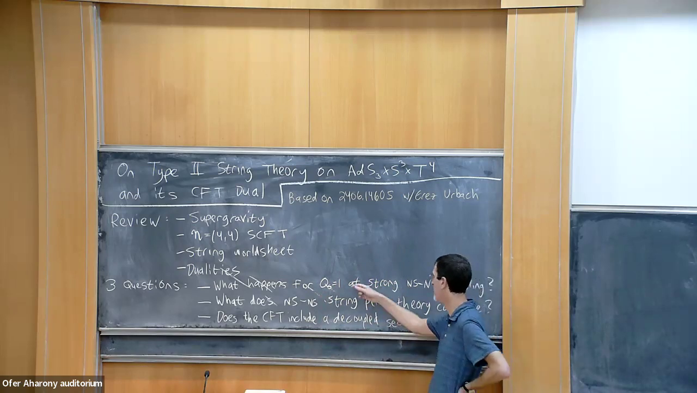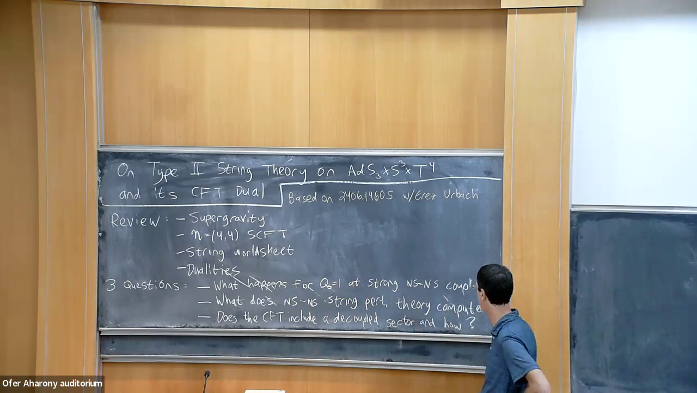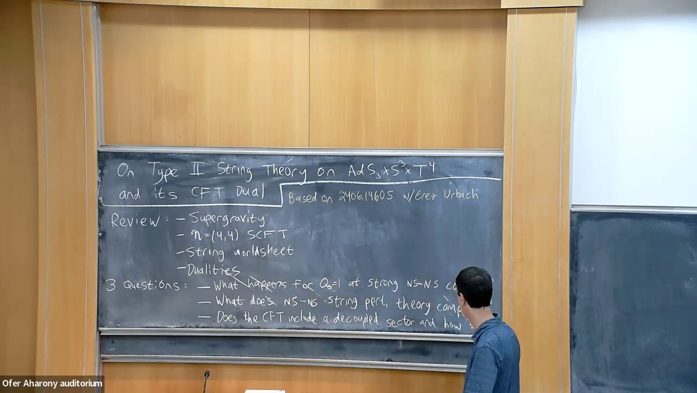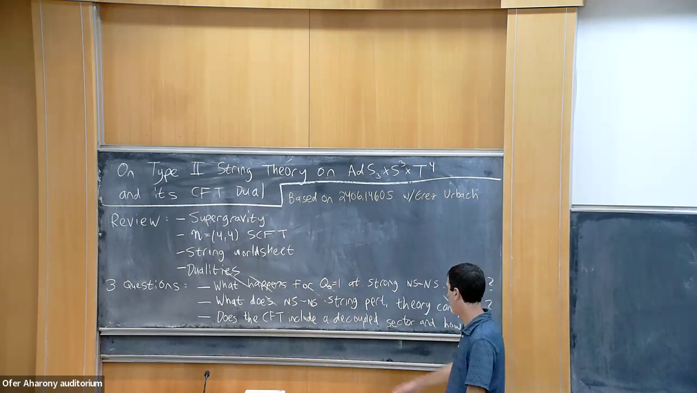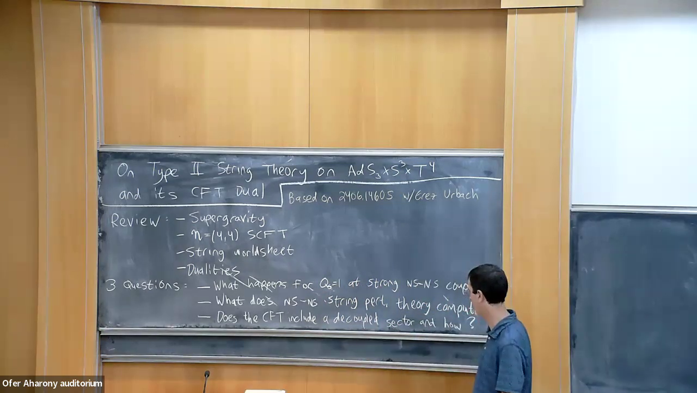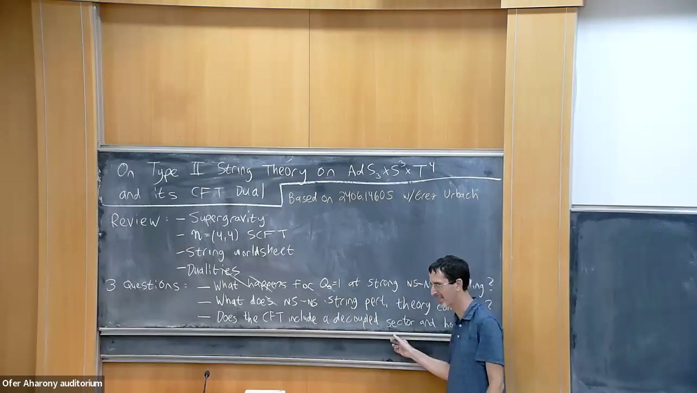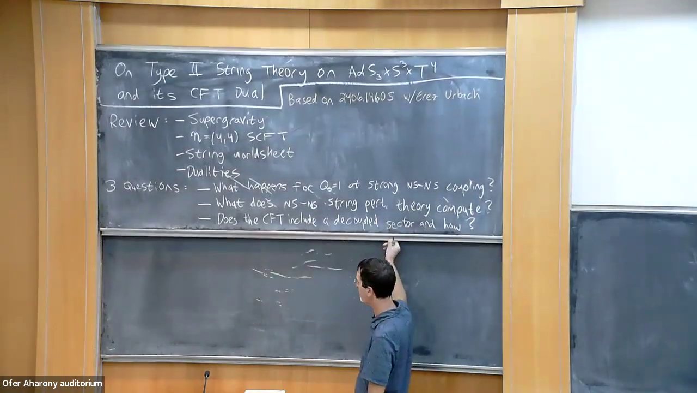So one question will be what happens for the special case of Q5 equals 1 when the string coupling becomes strong? How is that realized on the CFT side of the duality? A second question will be what exactly does the NS-NS string perturbation theory compute? And the third question will be whether the CFT includes, in this case, a decoupled sector, and how is this possible because it contradicts the usual lore of AdS/CFT.